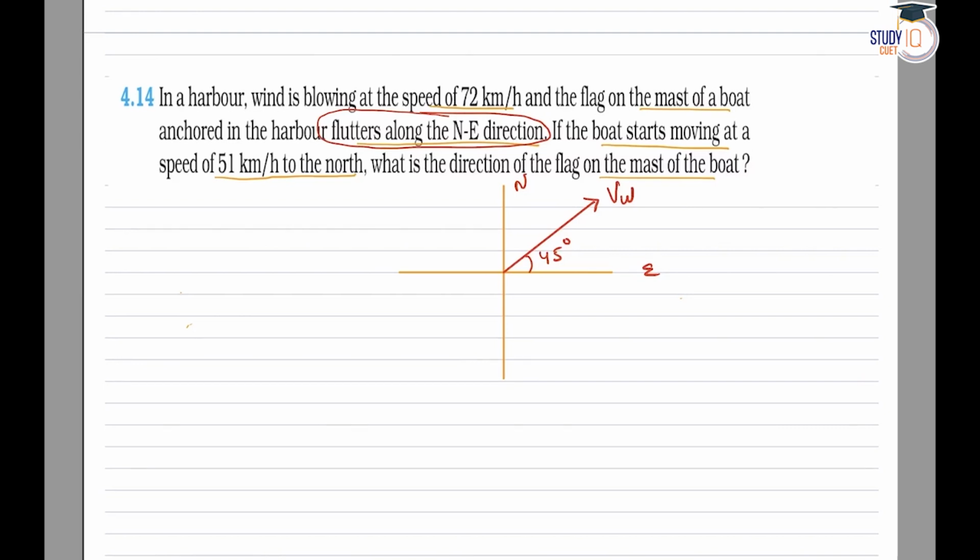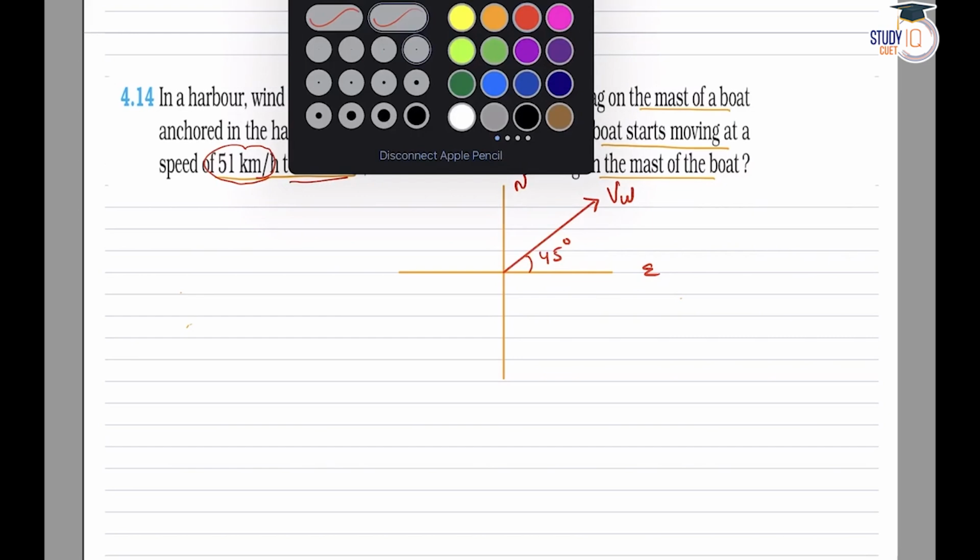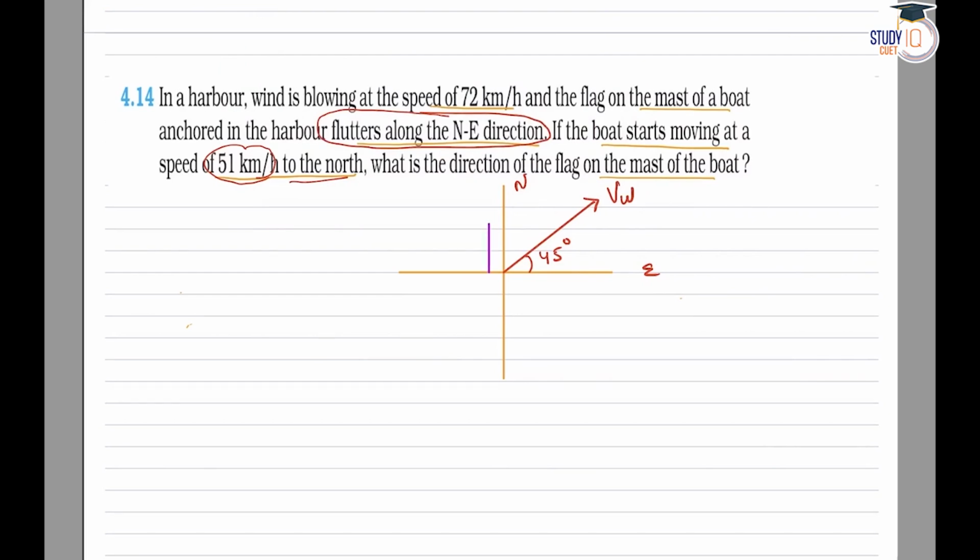Now, when the boat starts to move at a velocity of 51 kilometer per hour to the north, the direction of the flag would be different, because as we know, the flag will flutter in the direction of the velocity of wind with respect to the boat. So this is the velocity of the boat.